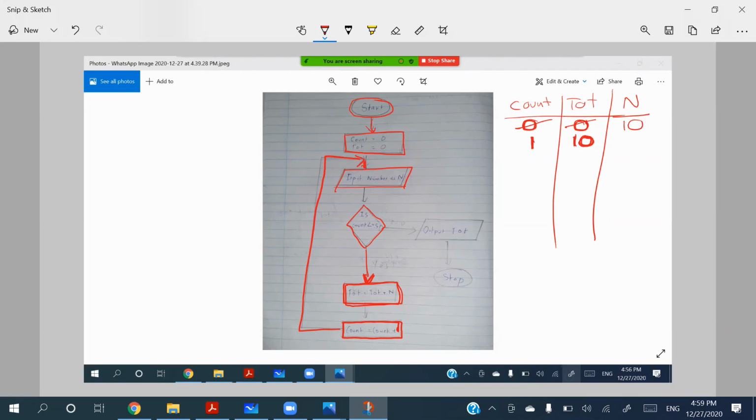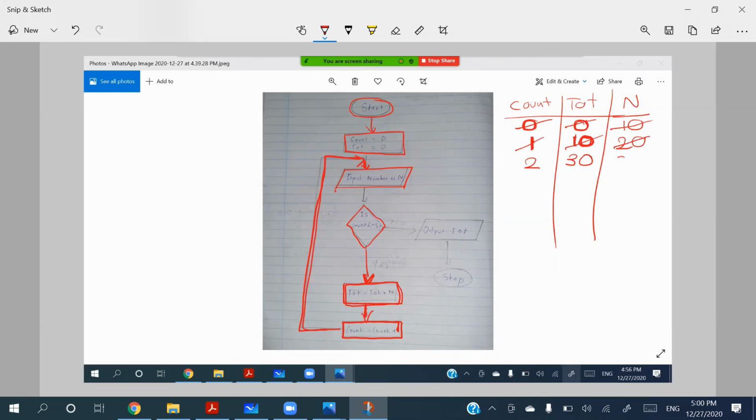So from this flow, I'm inputting 20. So n will become 20 then. Count less than or equal 5? It is less than or equal 5 because count is 1 still. Total is added with n. So 10 plus 20, total will become 30 then. Then goes down again. Count will increase by 1, so count will become 2. Goes up again.